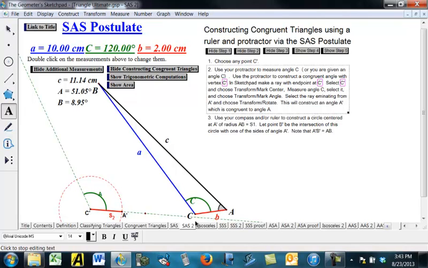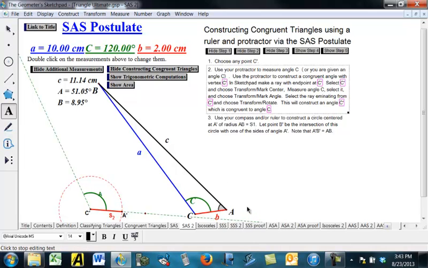Select it and choose Transform, Mark Angle. Select the ray emanating from C prime. Choose Transform, Rotate. This will construct the angle down here at C prime, the one that we have here, which is congruent to the angle here at C.